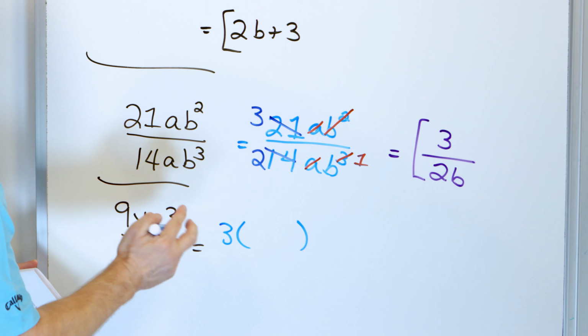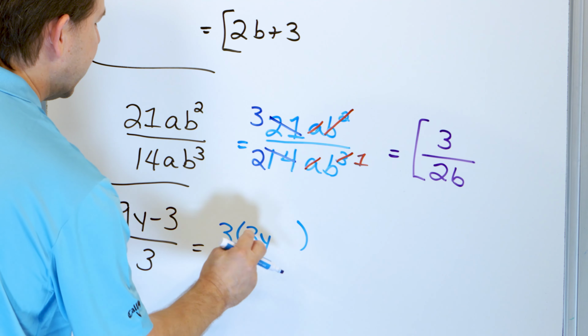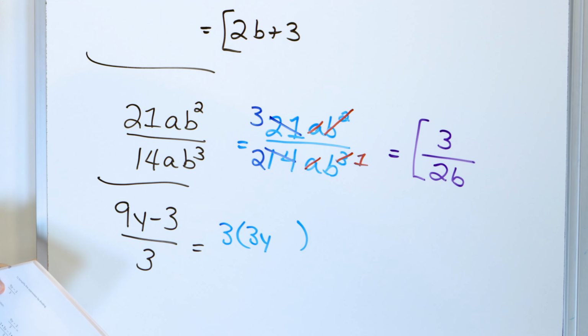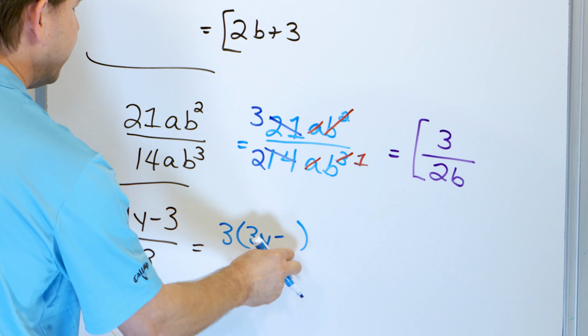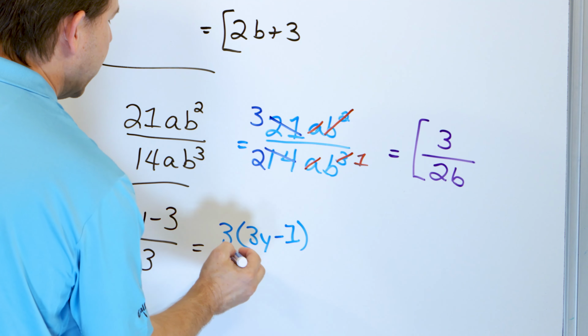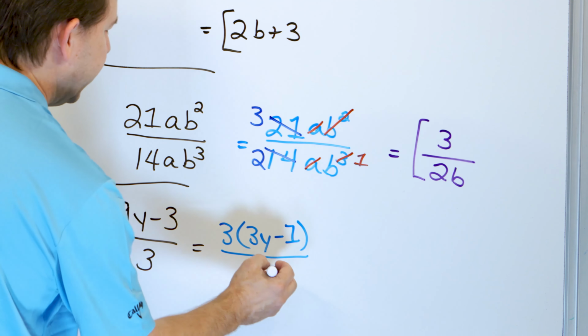3 times something is 9y. I need a 3y here. When I multiply this back, I get 9y. Then 3 times something is 3, so there must be a 1 right here. And on the bottom, I have a 3.